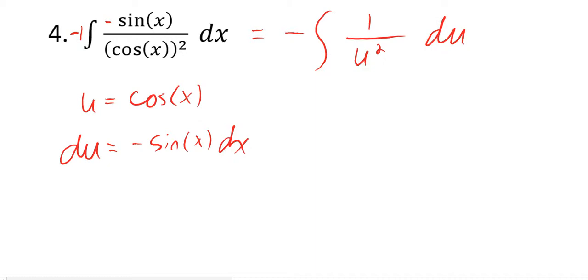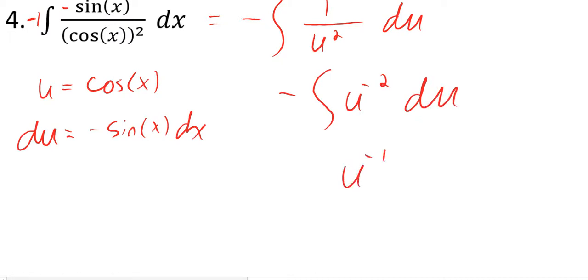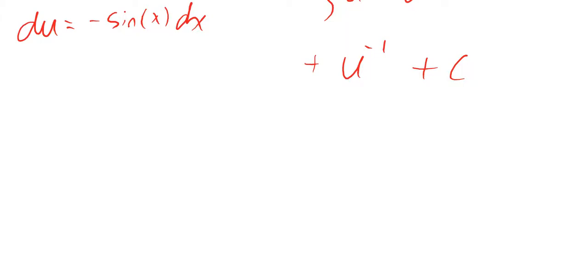And we said the whole point of u sub is so that when we do it, it turns into an integral that we can do with one of our rules. And this is power rule. This is the same thing as negative integral u to the negative 2 du, which is going to become u to the negative 1 divided by negative 1 makes this a positive out there, and then plus c. And since u was cosine, this is the same thing as positive 1 over cosine x plus c.